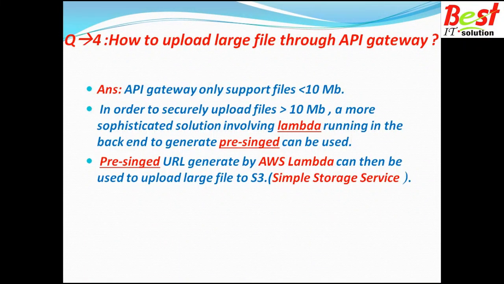This Lambda feature is an AWS feature. The pre-signed URL generated by AWS Lambda can then be used to upload large files to S3. S3 means Simple Storage Service. By using this AWS Lambda service, we can upload the large file to S3.